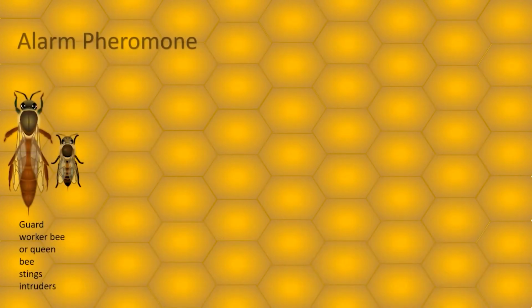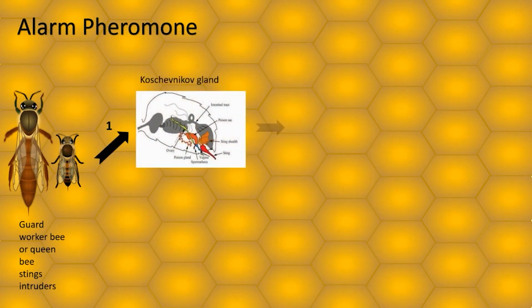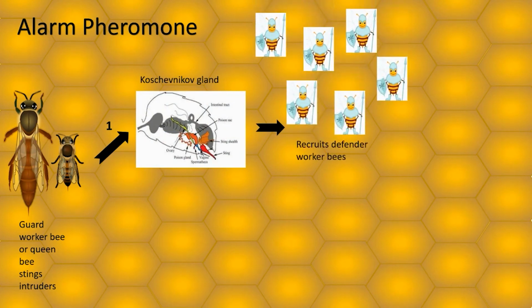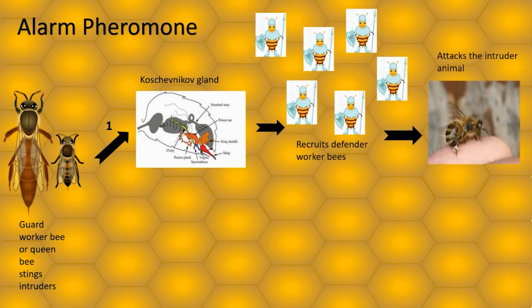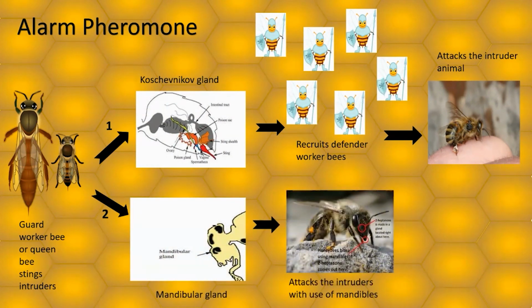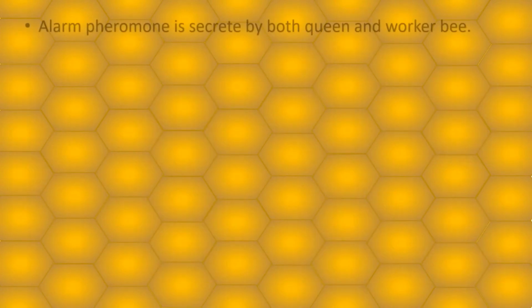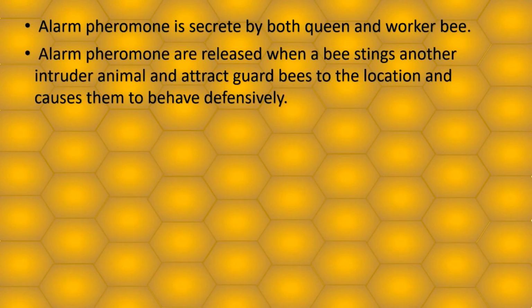Next, we move on to alarm pheromone. The alarm pheromone is secreted by both queen and worker bees. The alarm pheromones are released when a bee stings an intruder animal and attract the guard bees to the location and cause them to behave defensively.